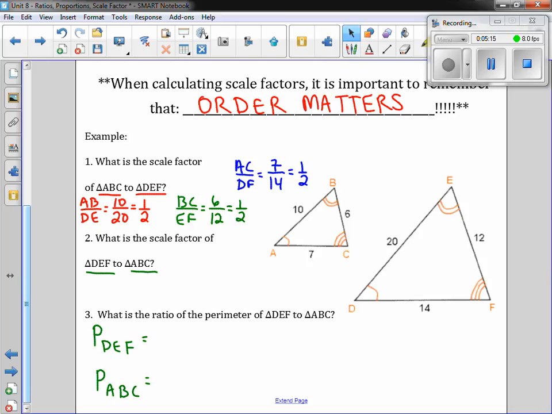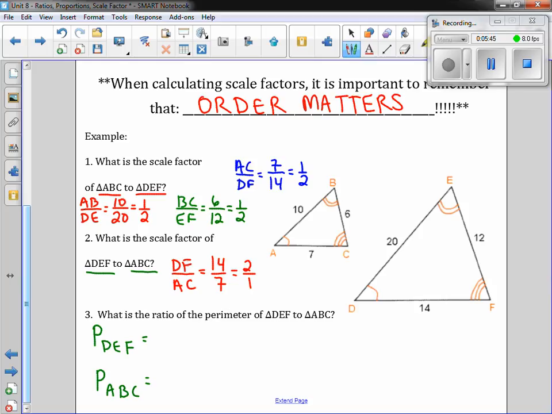On the reverse side, if I wanted to look at triangle DEF first, then I would be starting with my larger sides first. So if I pick side DF, which is 14, then I'm going to pick its corresponding side on the smaller triangle, which is AC, and that is 7. And 14 to 7 is 2 to 1. That means that triangle DEF is twice as large as triangle ABC.